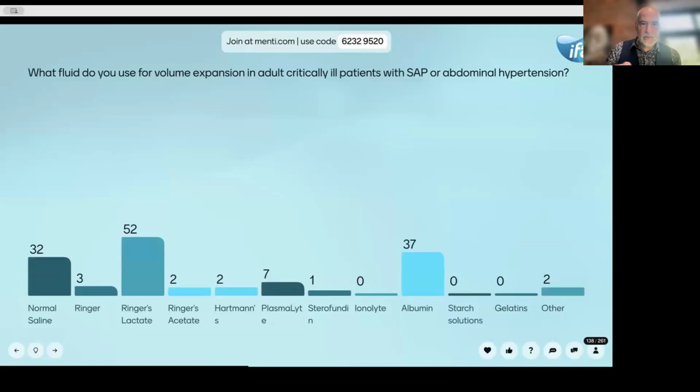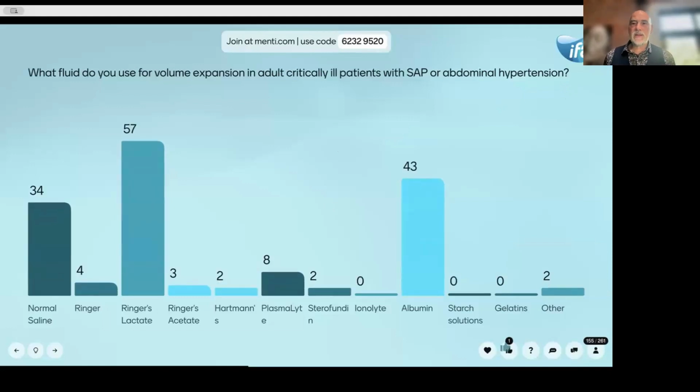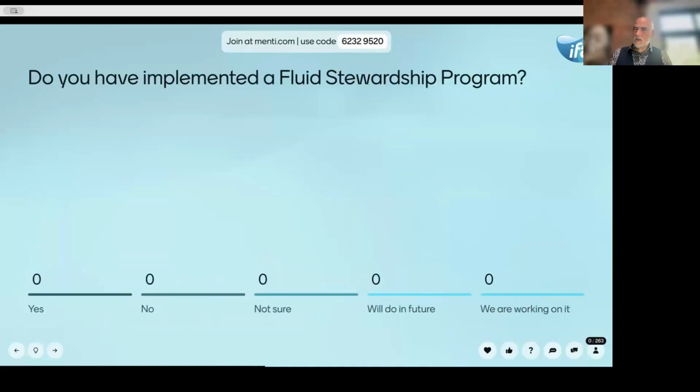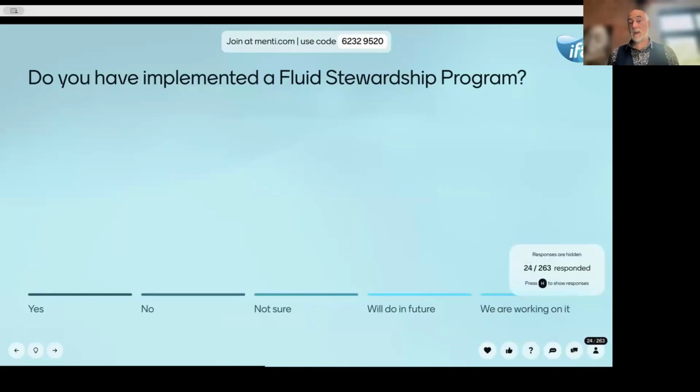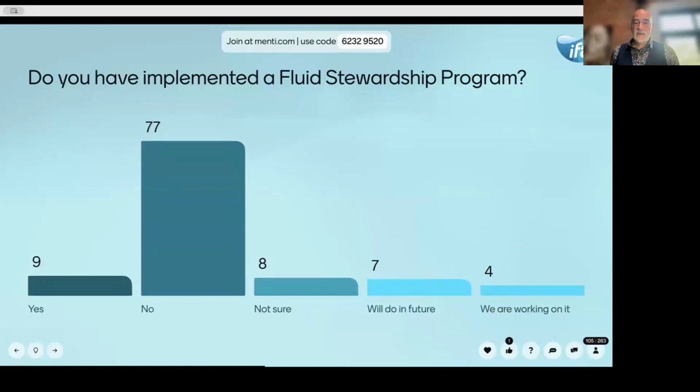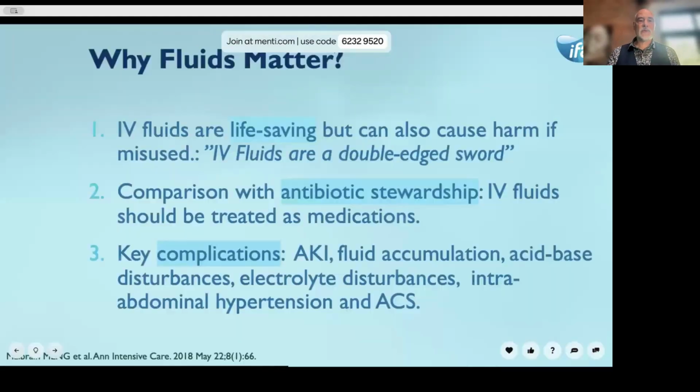Okay, 100 voted. Let's have a look. So here we see in severe acute pancreatitis a mixture of saline, balanced, and albumin. Okay, I think this was the last question. Here we would like to ask whether you have implemented fluid stewardship in the same way like you probably have an antibiotic stewardship program in your hospital. So I think it's good to hear that some do have, some will do in the future or are working on it. Nice to see.